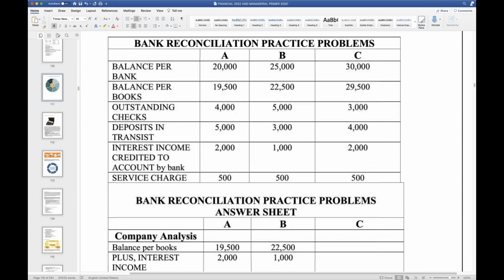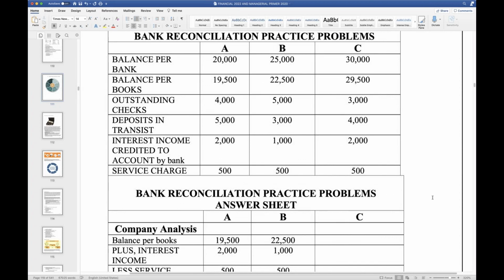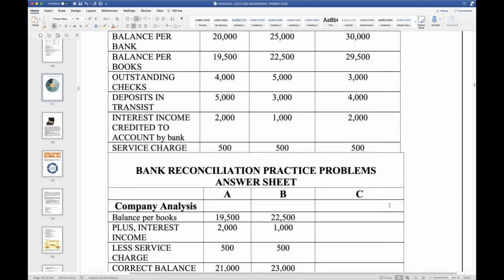We did A and B, so now I want you to work C on this bank reconciliation practice problem. So everybody fill out the C portion of this now. We did A and B last time, starting with the balance. So we're starting with this company analysis first. Begin to work and get the correct balance for the company analysis. Then I'll flip it up so we can move on to the bank analysis.